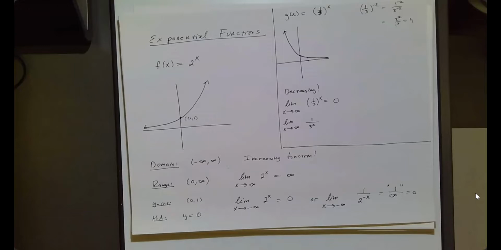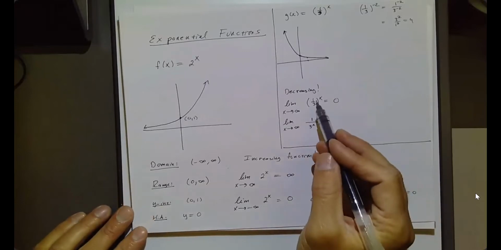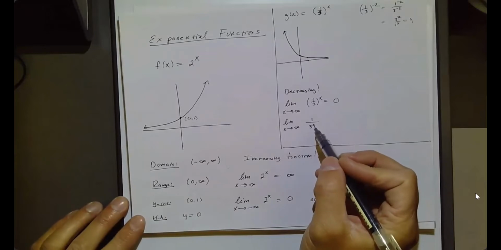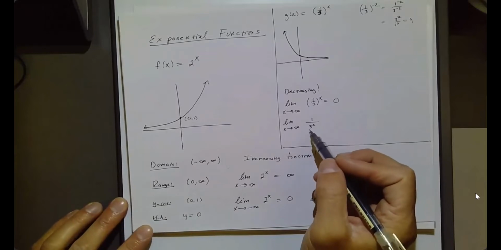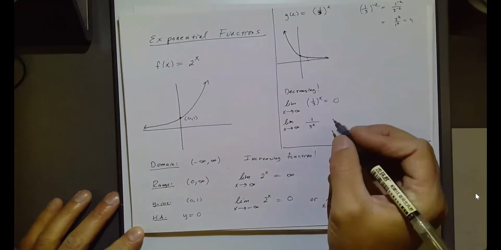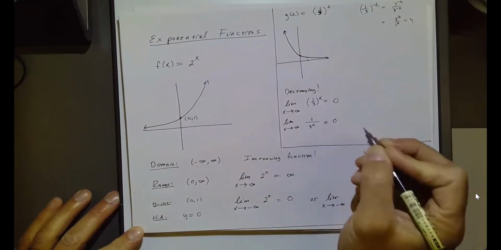Just 1. It doesn't matter what power you raise 1 to: 1 squared, 1 cubed, 1 to the billionth power is still just 1. So that's why we're able to ignore the 1 to the x and just call it 1. Then 3 to the x, if x is getting very, very large, 3 to the x is getting very, very large, and 1 divided by a very large number is a number that's getting closer and closer to 0.